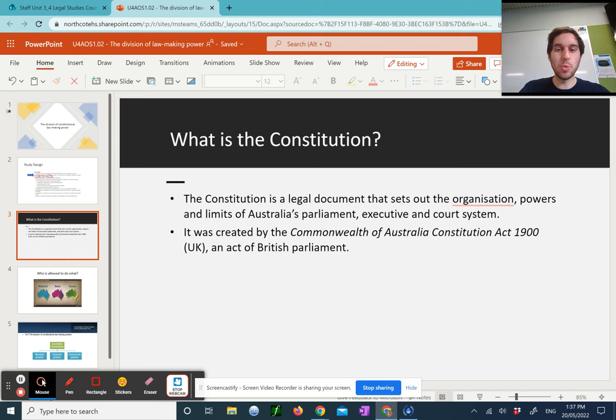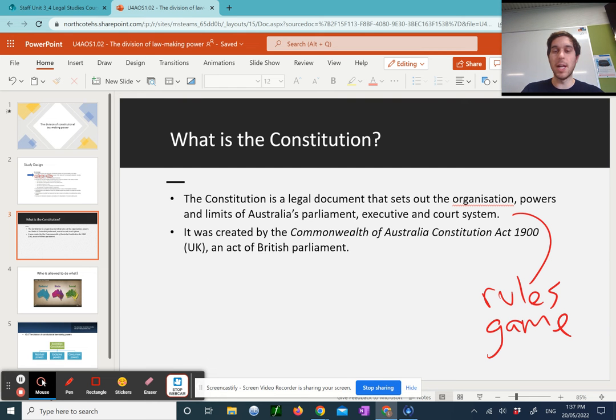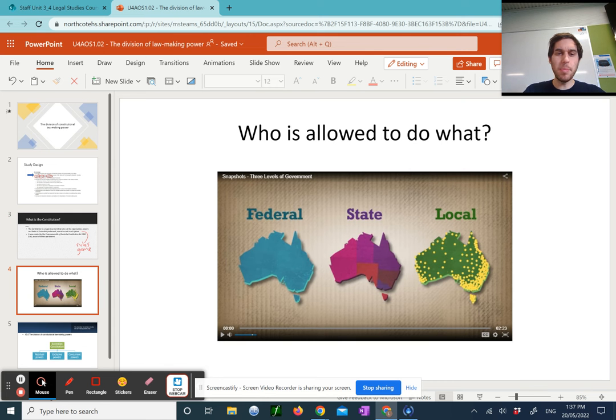So our first question, what is the Constitution? Well, it's basically just a legal document that sets out how our government, how our parliament, how our court system is going to run. Essentially, it's the document that sets out the rules of the game. That game being how we run our country. So it tells us what Parliament is allowed to do. It tells us what courts are allowed to do and that sort of thing. So our big central question for today's topic is, who is allowed to do what in our system of government?